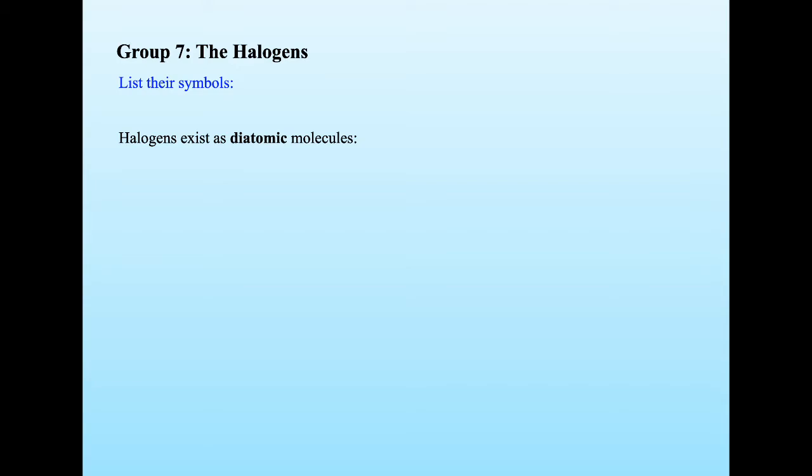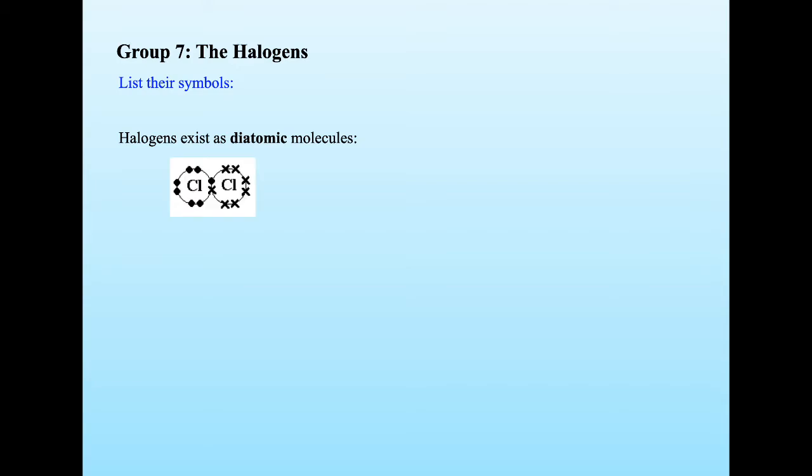This is something that catches pupils out sometimes. If I say how many electrons in the valence shell of iodine, you're going to say 7. Astatine, 7, because they're in group 7. And because of that, they need to gain 1 electron to get a full outer shell.